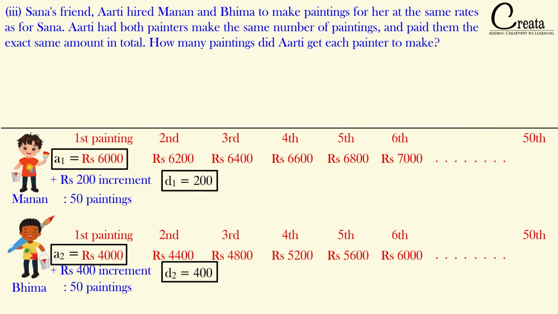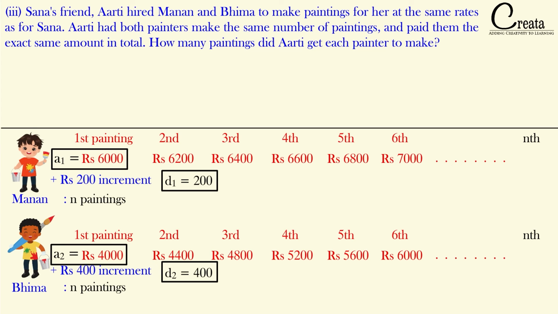Sana's friend Arti hired Manan and Bhima for making the paintings. Further, it is given both the painters had made the same number of paintings and in totality both get the same amount of money. Got it? In the previous question, the number of paintings was 50, but here the number of paintings is not given. Both the painters had made the same number of paintings and they get exactly the same amount of money.